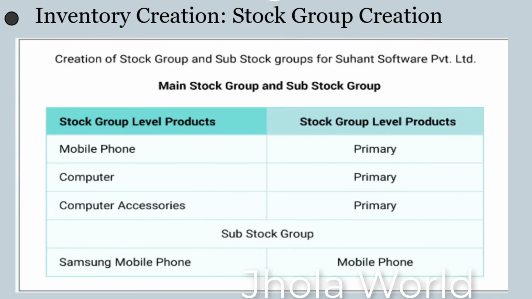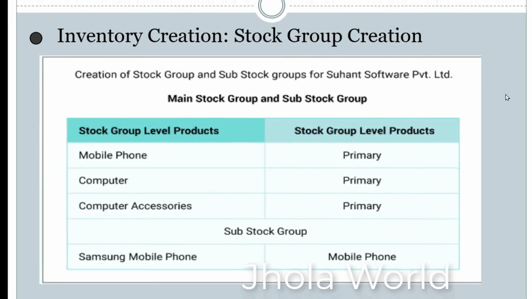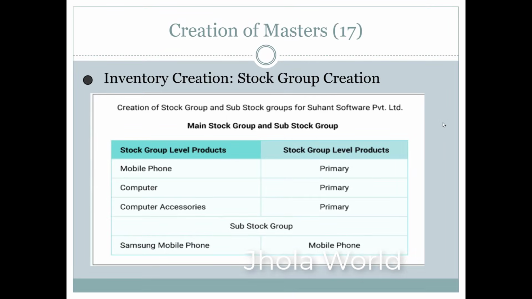Now I will show you. After creation of these three groups, we will create Samsung mobile phone. Then other companies also we can add as subgroups. There is no limit to how many subgroups we can make, so you can make as many as possible. Okay, so let us create these three groups: mobile phone, computer, and computer accessories.